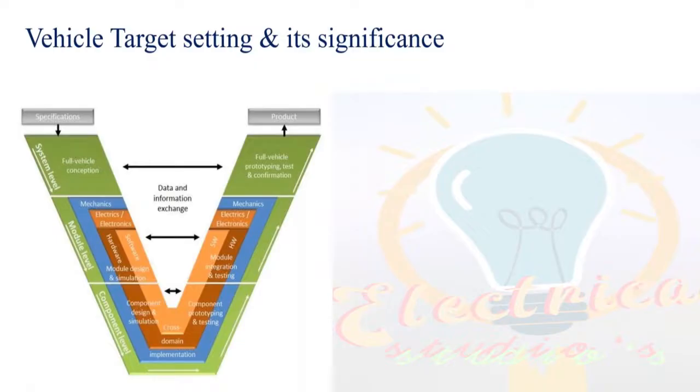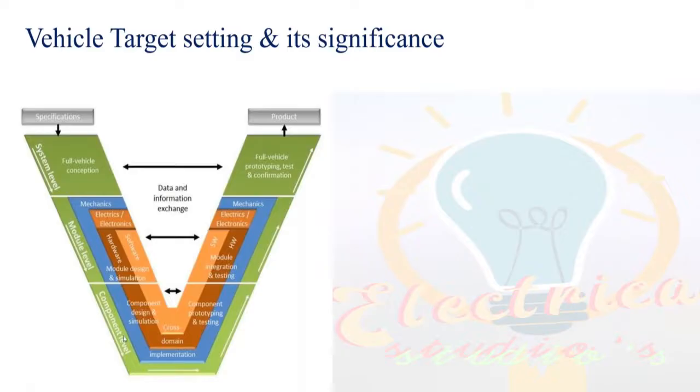And after we decide the full vehicle level conception, then we go to the next levels, like module level. So once I decide the whole vehicle level targets, then I go for power component level, say for example, system level targets. I will tell that this is the target for powertrain. This is the target for suspension. This is the target for steering. So like this, I will make a system level target.